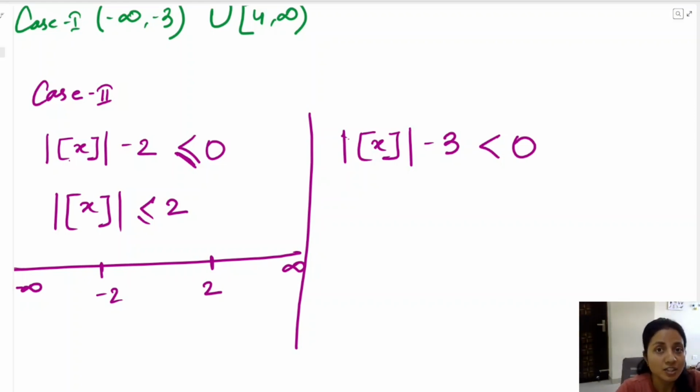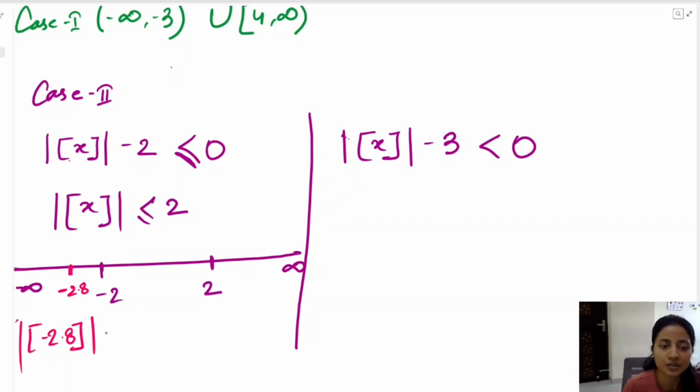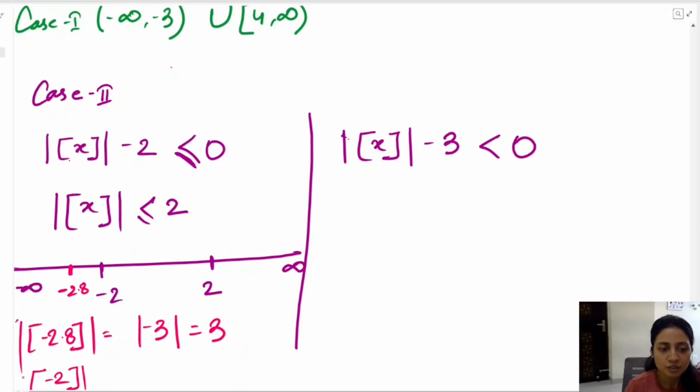Now here the greatest integer function is also involved, so we have to check with a few examples. Let's check that. Suppose we are checking for a number that is minus 2.8. Minus 2.8 will give us the nearest integer, which is closer to this one, negative 3. That means just 3. And yeah, this is not satisfying our inequality. What about the number minus 2? Minus 2 will give us only 2, positive 2, and this is satisfying our inequality.